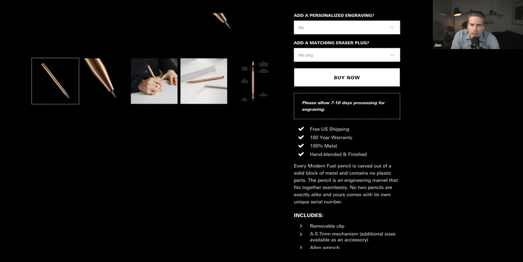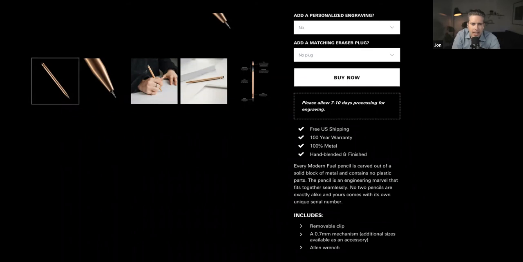Wouldn't I want an eraser? Add a matching eraser plug. I thought it came with one. It was in all the descriptions, and now I'm having to add it. And then I get down. Now we have a little bit of a description. I like that they started with the bullet points and what it includes.